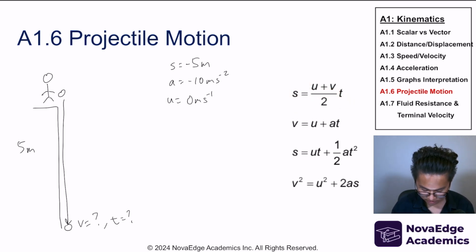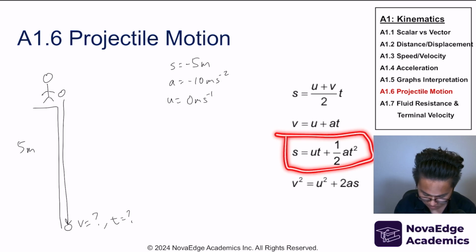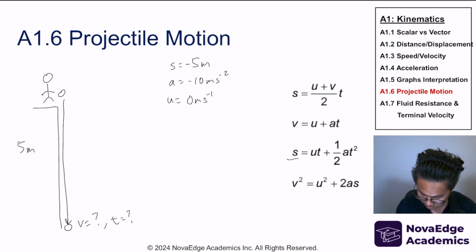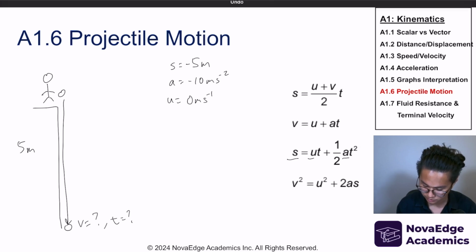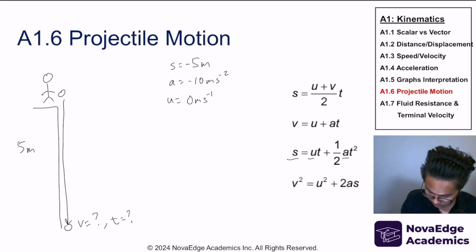So right now, I don't know v and t. So let's take a look and find an equation where there is s, a, and u. So s, a, and u, well, I can actually find out pretty quickly that it's this one. Okay? We know s, we know u, and we know a, but we don't know t. So we're going to isolate t and solve for it. So let's plug that in.